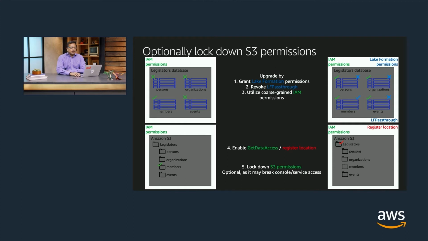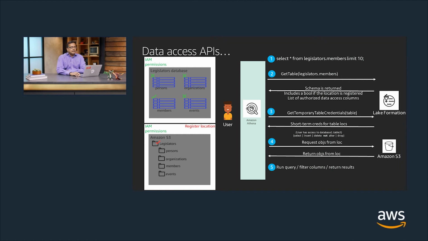Let's walk through what this actually looks like. Let's suppose that you're a user and you want to use Athena to query, in this particular case, the members table. So you send the query select star from legislators.members. Athena will first get the table legislators.members, and Lake Formation will send back the schema for that particular table and include with it a Boolean that tells you if this location is registered or not, along with the list of authorized columns for this particular user.